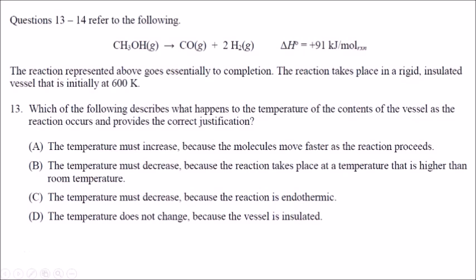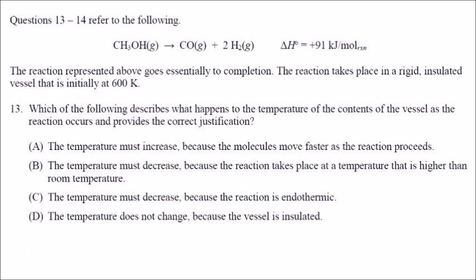Number 13, we have a chemical reaction. We are given a delta H value of positive 91 kilojoules per mole, and the reaction takes place in a rigid insulated container that is initially at 600 Kelvin. Which of the following describes what happens to the temperature of the contents of the vessel as the reaction occurs and provides the correct justification?